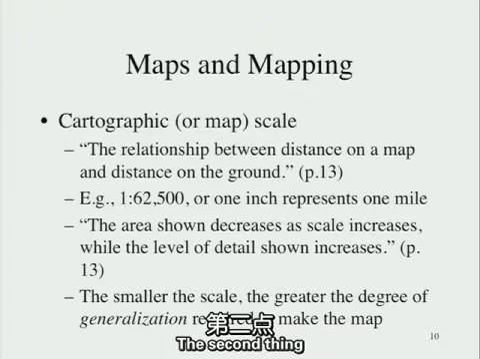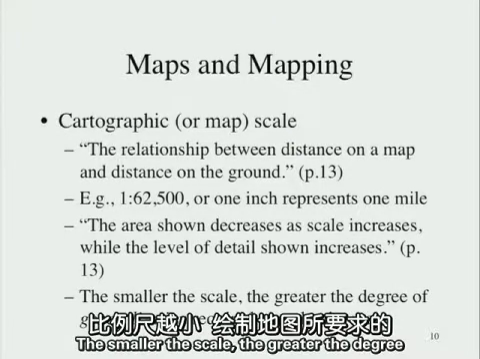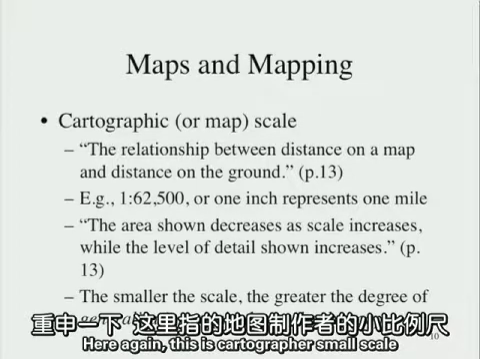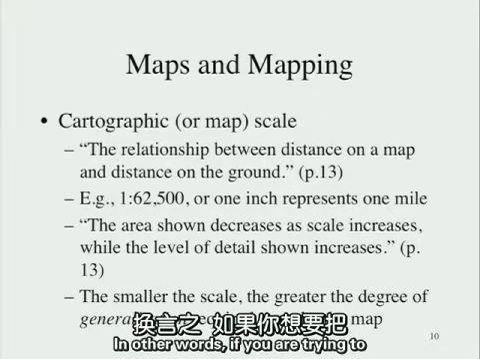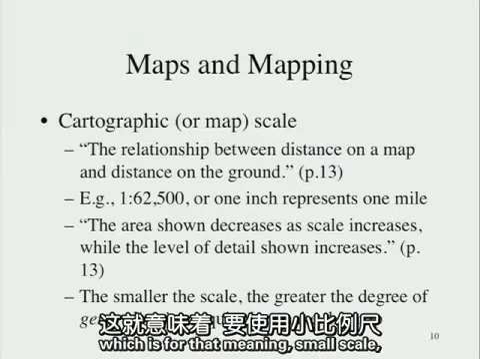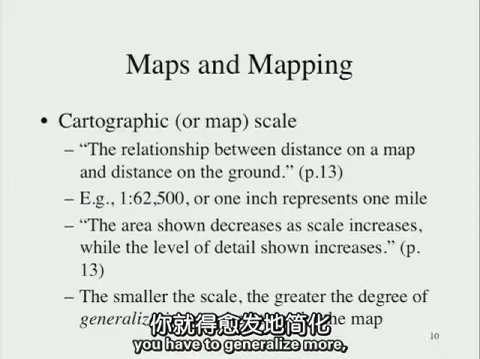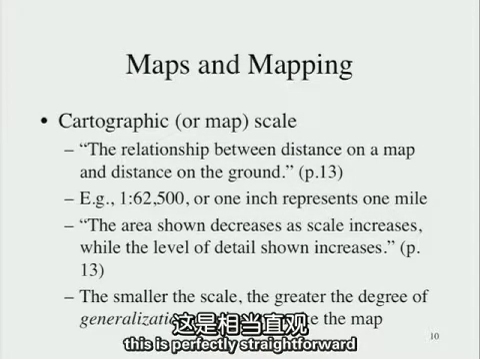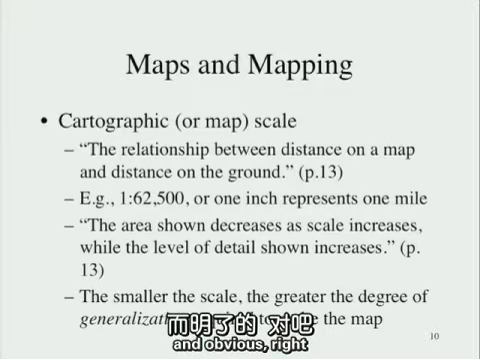Second thing, the smaller the scale, the greater the degree of generalization required to make the map. And here again, this is cartographer's small scale. In other words, if you are trying to depict an entire continent on a map, which is for them a small scale, you have to generalize more. You have to simplify more. This is perfectly straightforward and obvious, right?